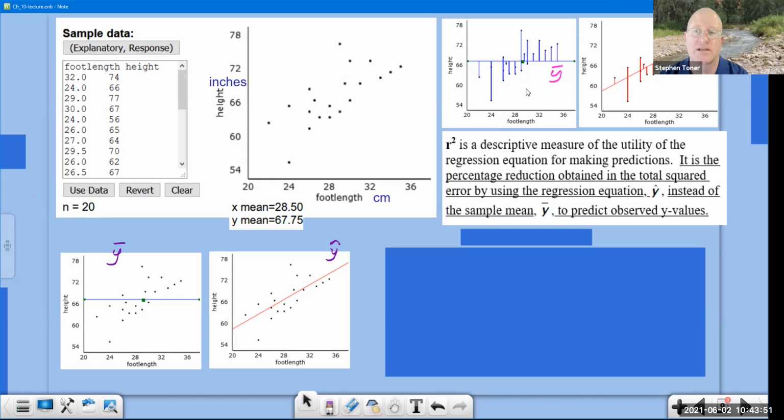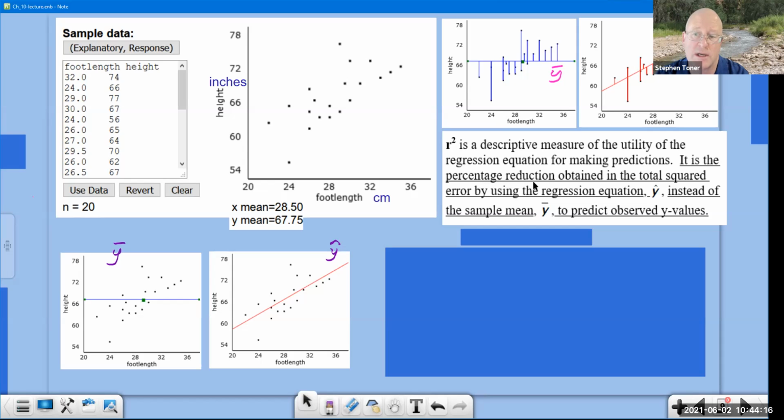The question is, how much less error? How much did we reduce the error? Well, that's what R squared is. And here's that paragraph that we skipped over a little bit ago in our notes. R squared is a descriptive measure of the utility, of the usefulness of the regression equation for making predictions. Okay, it talks about how useful.